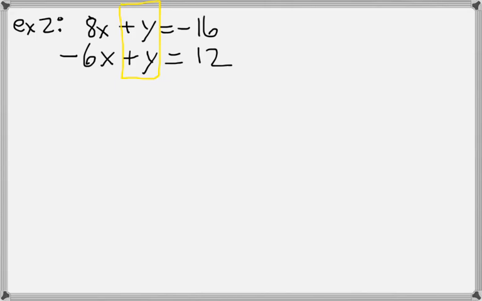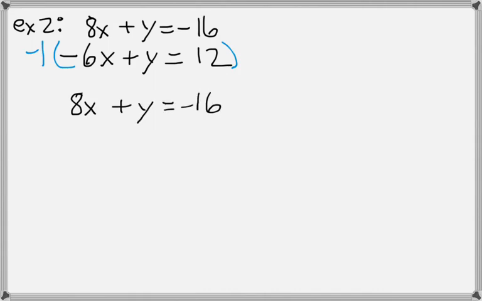So to do that, we're going to multiply an equation by negative 1. Does not matter whether you choose to do that with the first or second equation. I am going to do that with the second equation. So I'm going to multiply that whole thing by negative 1. My first equation stays the same. I'm not messing with it. So we have 8x plus y is equal to negative 16.